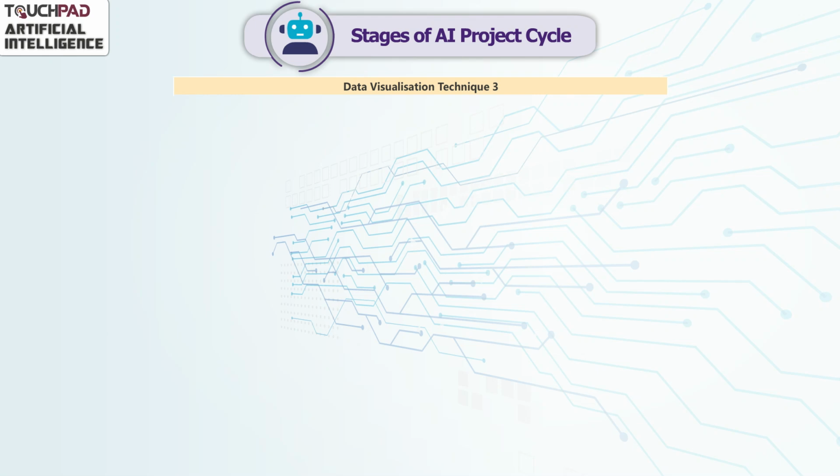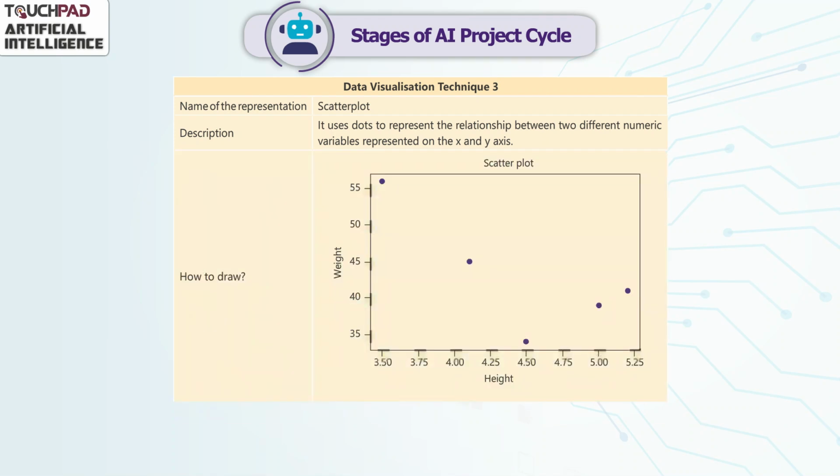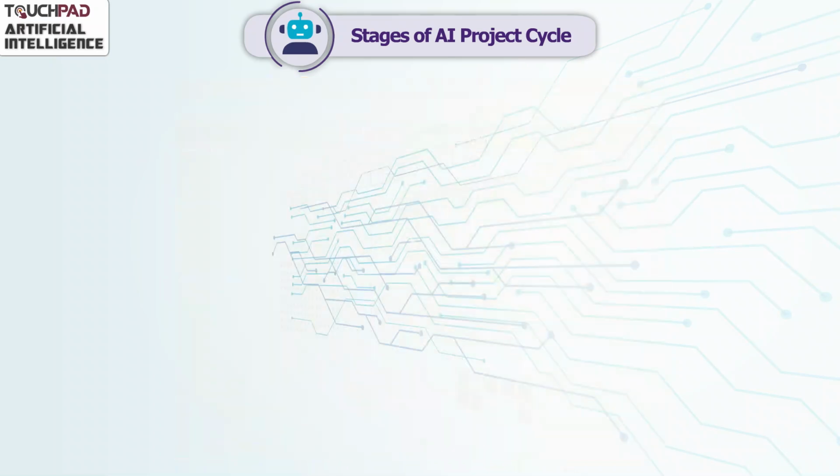Data visualization technique 3. Name of the representation: scatter plot. Description: it uses dots to represent the relationship between two different numeric variables represented on the x and y axis. How to draw. Scatter plot. Weight, height. Suitable for which type of data? Suitable for depicting the relationship between two numeric variables such as employment and output, inflation and retail sales, and taxes and economic growth, etc.